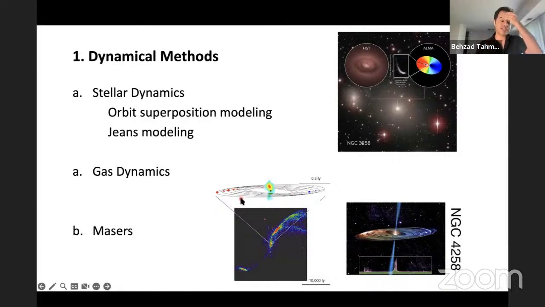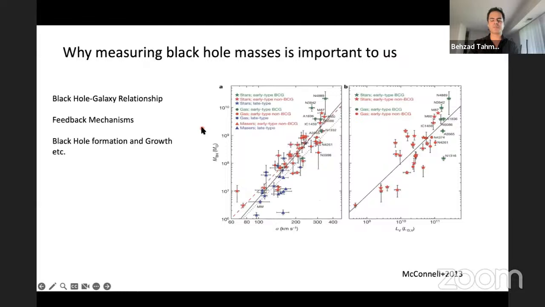Maybe, I'm not sure, but only a few supermassive black holes are constrained up to today using this method. And most of them in the dynamical approach are constrained using stellar dynamical modeling, which is actually a very powerful method and can constrain relatively well the mass of the black holes in the center of the galaxies.